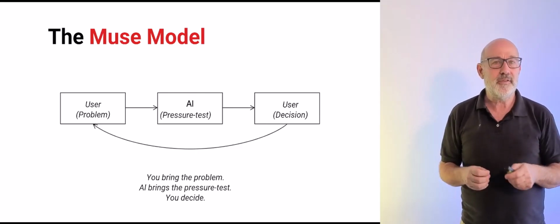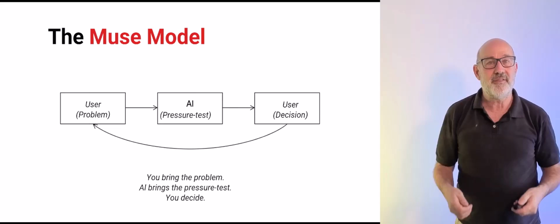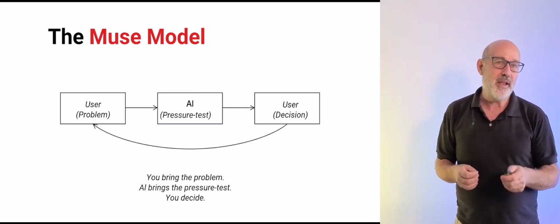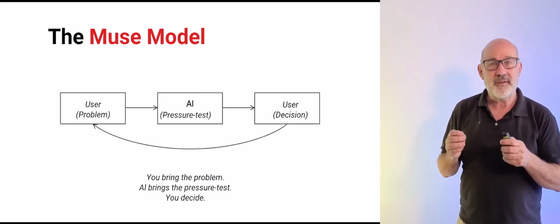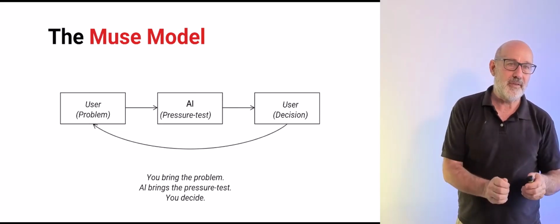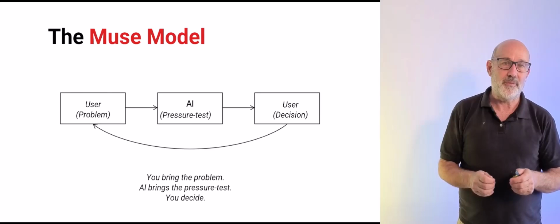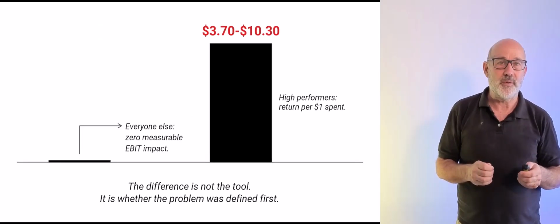The alternative is the Muse model. A Muse does not make decisions for you. It provokes, it challenges, expands your thinking, but only after you define the question. In practice, this means one thing. You bring the question, AI brings the pressure test, you decide. In that order. That's what makes things work.